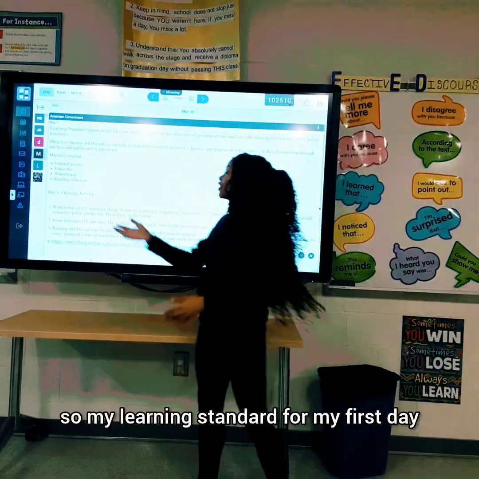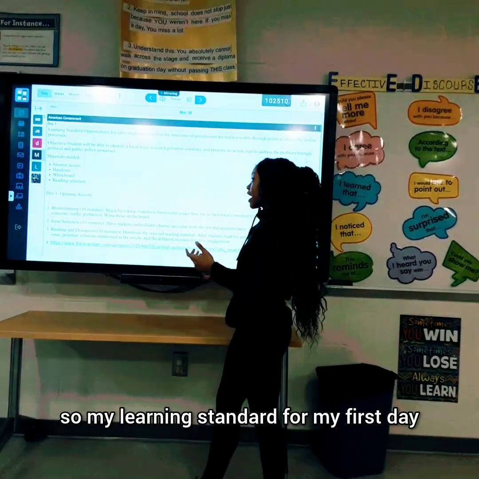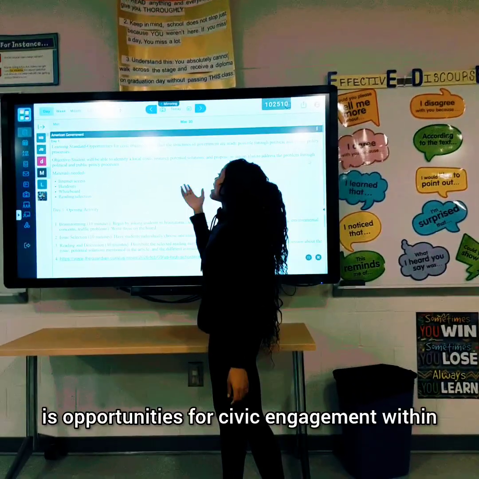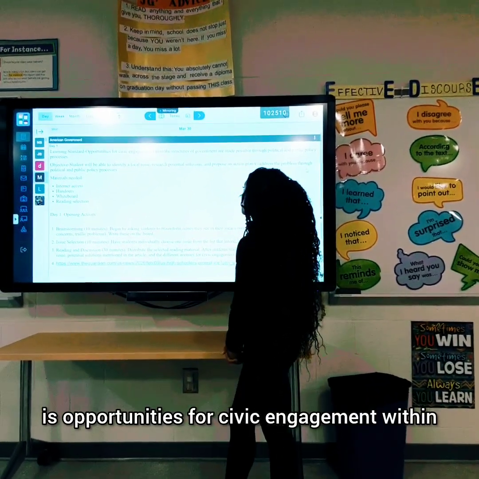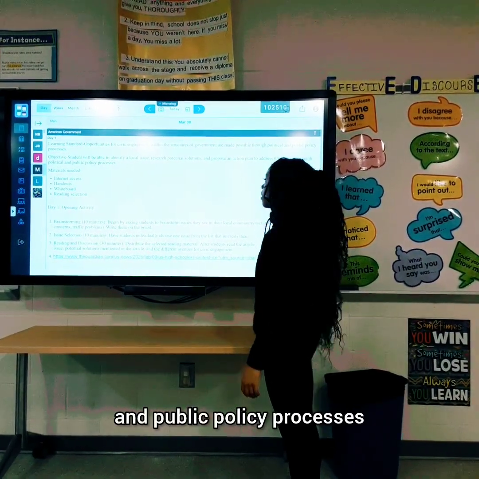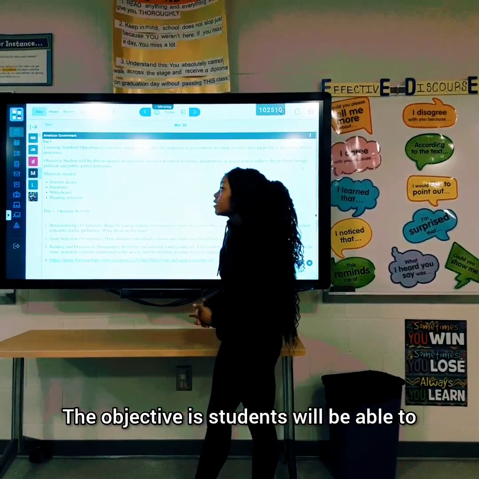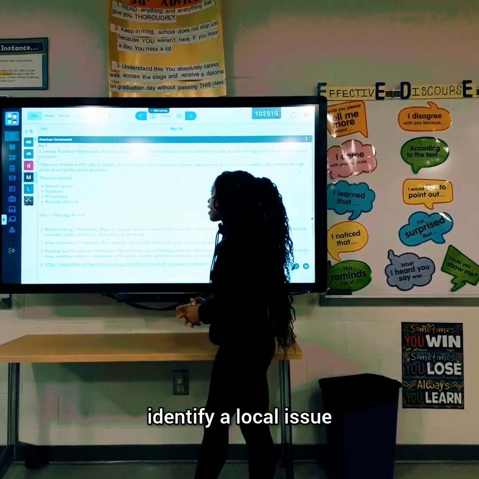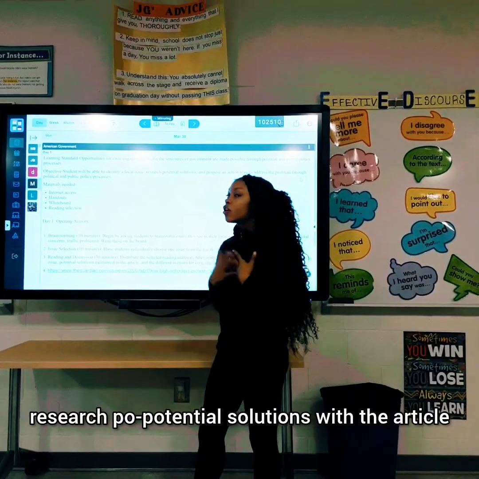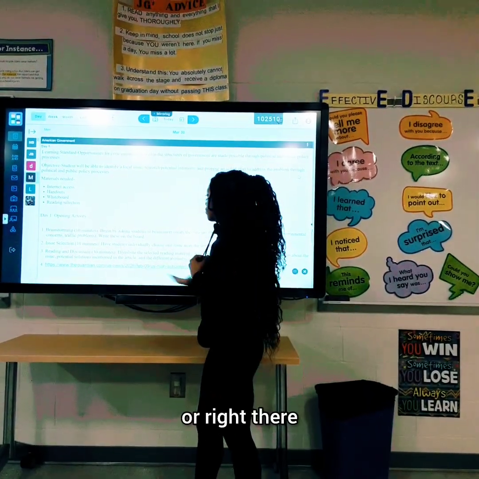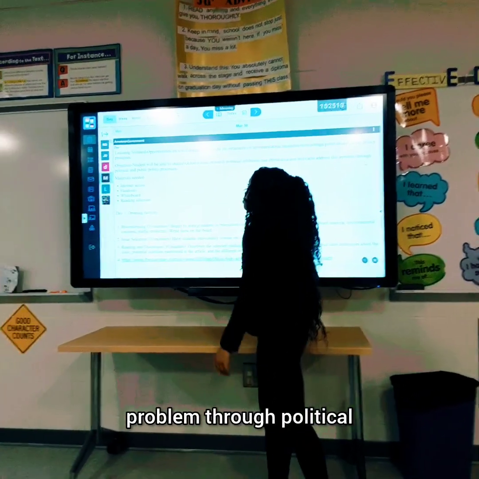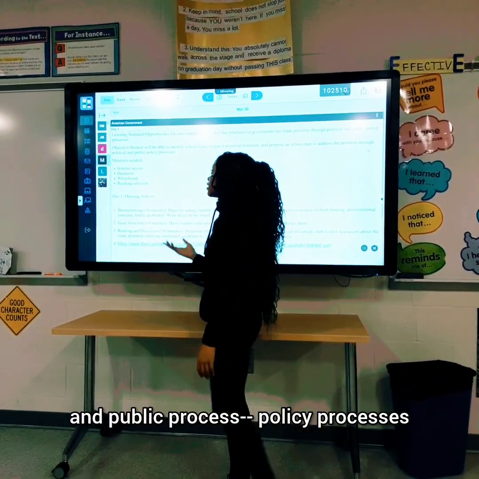Okay, so my learning standard for my first day and the second day is: opportunities for civic engagement within the structures of government are made possible through political and public policy processes. The objective is students will be able to identify a local issue, research potential solutions with the article that I will show you, and propose an action plan to address the problem through political and public policy processes.